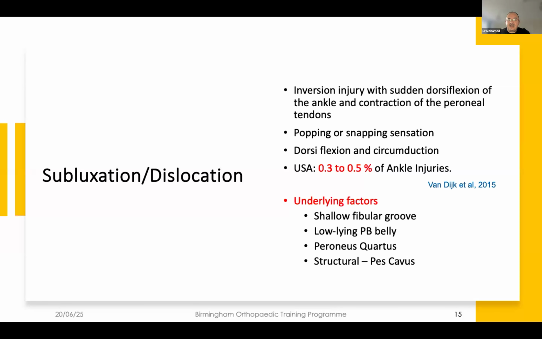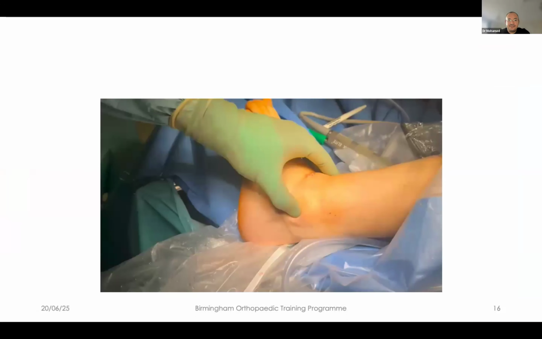It's not that rare. About 0.5% of ankle injuries in the USA is subluxation or dislocation. Definitely, the patient may have some underlying factors. So if the patient has a shallow fibular groove, as we agreed, if they have anatomical variation like a low-lying peroneus brevis belly or peroneus quartus, or if the patient has a structural deformity like a base cavus.